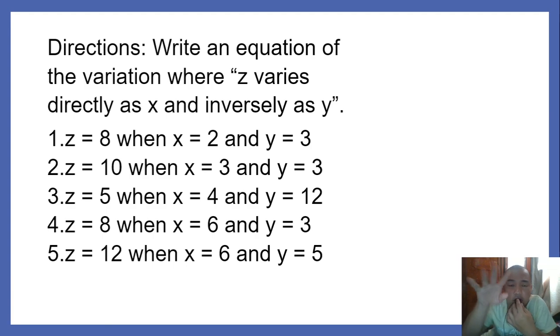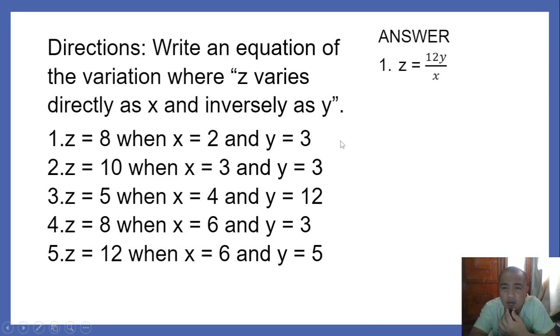Kx over y. So to solve for k, you just multiply z by y divided by x. Or z times y divided by x. And then substitute in the equation z equals kx over y. So 8 times 3, 24 divided by 2, 12. Okay, z equals 12x over y.